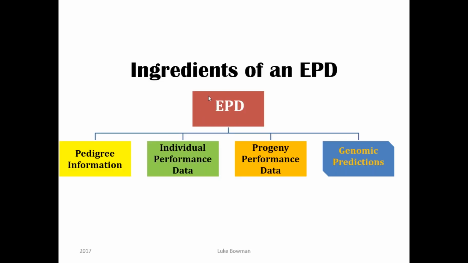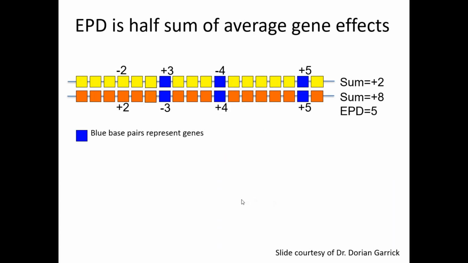So the ingredients of an EPD: we start off with pedigree information, that animal's individual performance is added, and later in life, progeny performance comes in, and we also now have genomic predictions to help fine-tune the EPDs. And so really the gold mine is once we start getting progeny performance, that's when you start to see increased accuracy of EPDs.